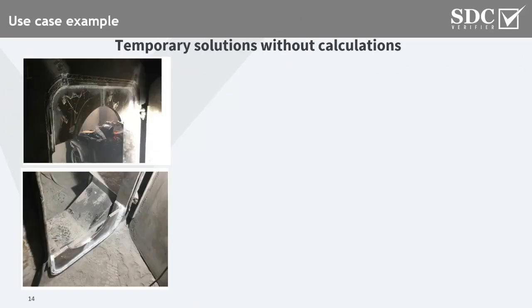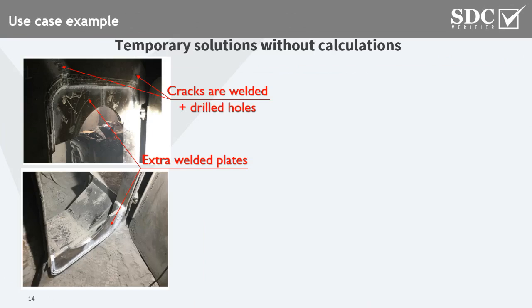So often these decisions are made with no calculations. Like in this case, the client decided to weld the cracks, to drill holes at the ends, which sounds like a pretty reliable, standard solution, and also to weld extra plates to reinforce and to increase the stiffness at the corner, which was obviously the weakest zone.